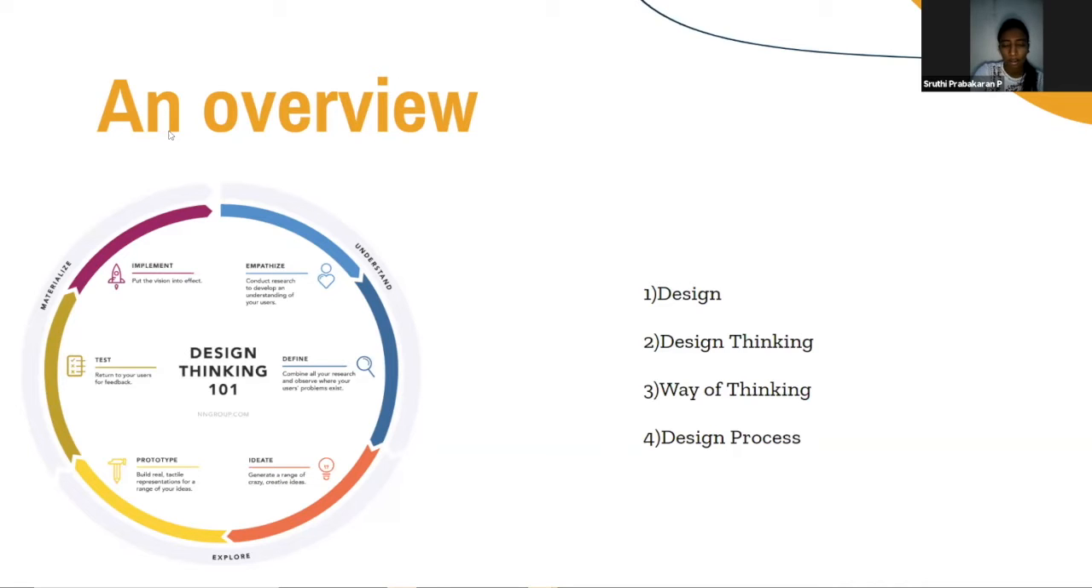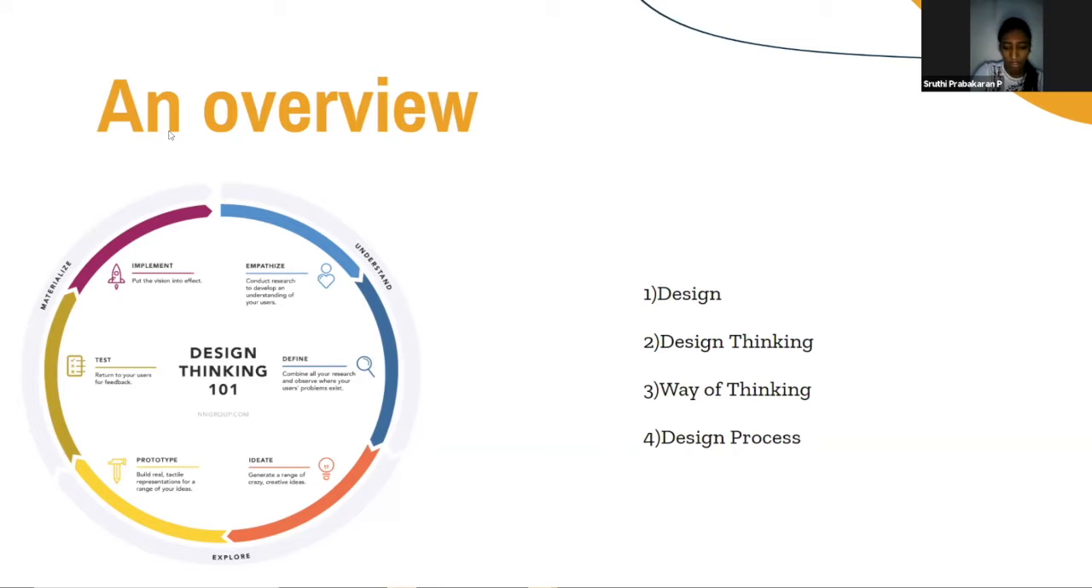And the next one was the way of thinking. Design thinking helps to change our way of thinking. That is what this 5-day session is about: how to change our way of thinking using the design thinking process.